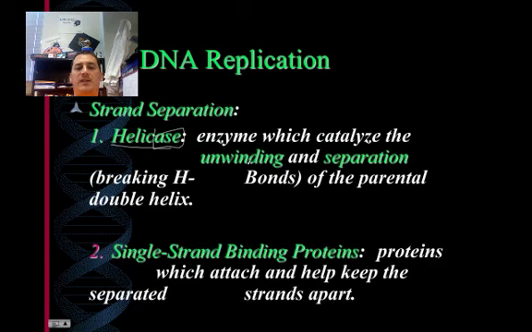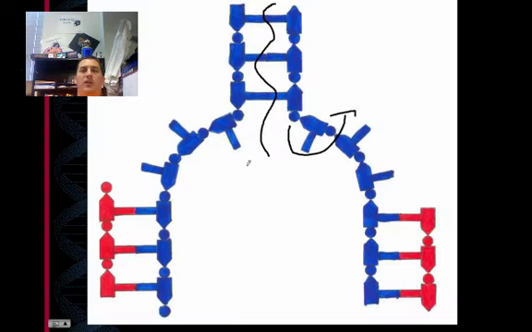Once it breaks them, it's then going to add these binding proteins which attach to the sticky ends of the zipper once you unzip it, so that they don't bond back together. Because if they bond back together, you wouldn't get what's called a replication fork, and the whole process of replication would actually shut down. So here's a graphical image of what happens.